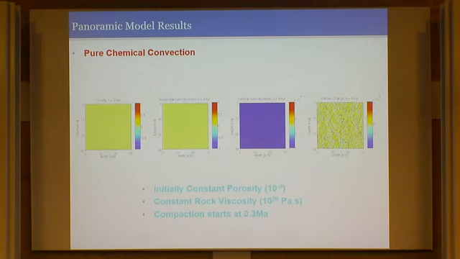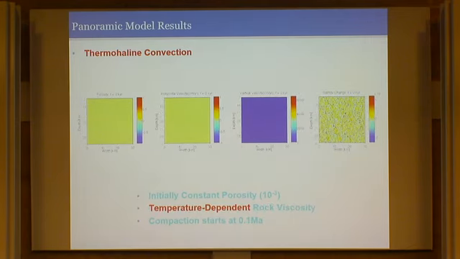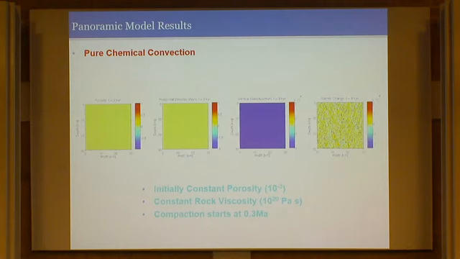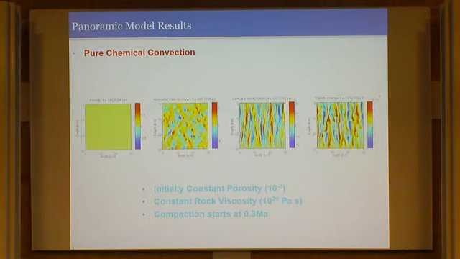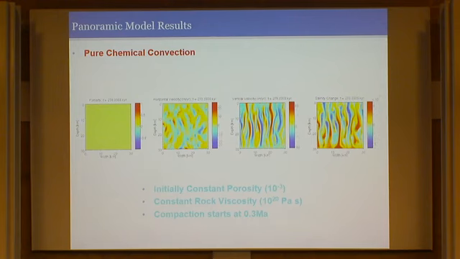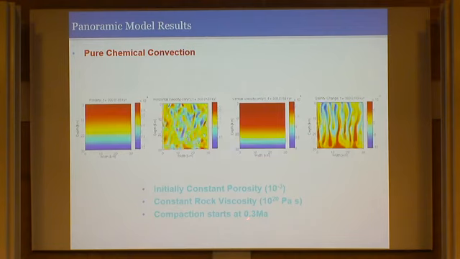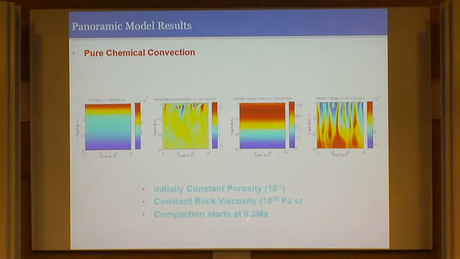And this is the case for chemical convection. Still we let convection happen first, and then at 0.3 million years, which is when convection is fully developed, we set compaction to happen. And this is the high porosity region because compaction hasn't arrived yet, and the horizontal flow pattern still remains. But the flow direction is switched mostly to upward, which basically means convection is shutting down.